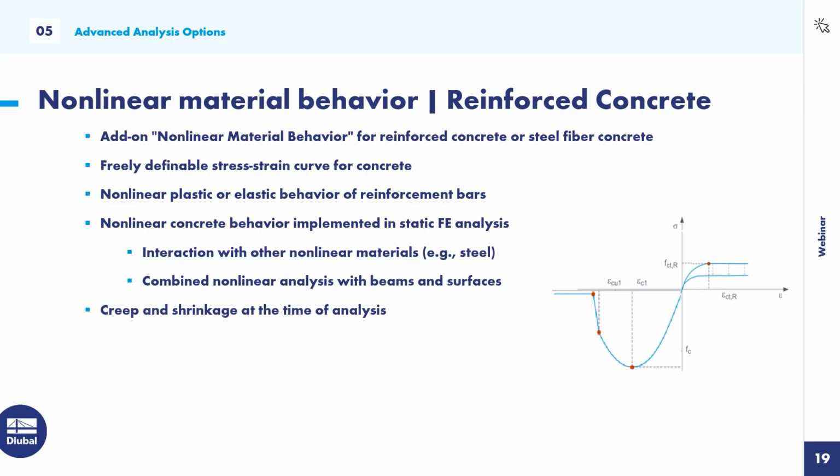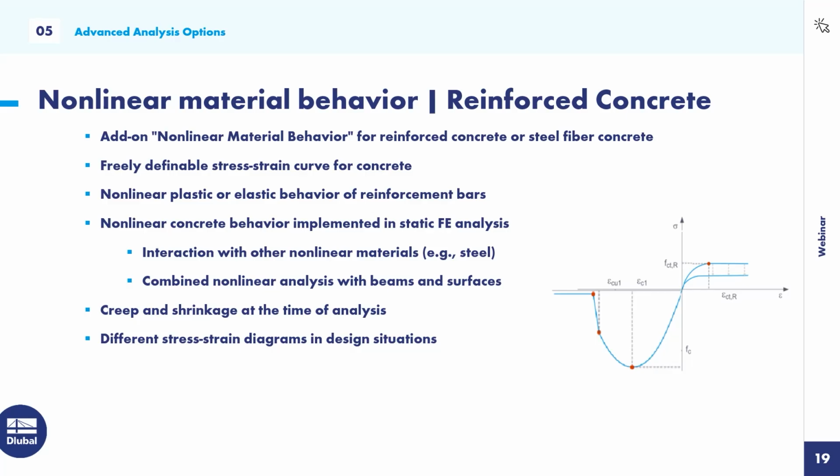Creep and shrinkage is considered at the time of the analysis, so I can make the analysis from one edge of the concrete, and then creep and shrinkage is considered to this point. And also one very important topic is that we are now able to switch the nonlinear material from one design situation to the other one. This means we can calculate for ultimate limit state with the modified stress strain diagram, which is necessary according to the standards, and then use the characteristic or the mean values for the deflection calculation according to the serviceability design.